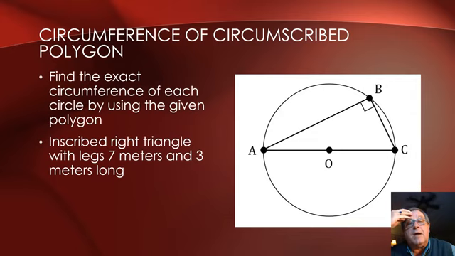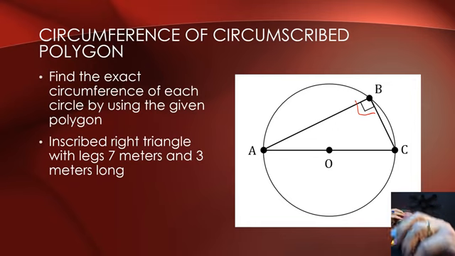Now here in this first example, it says find the exact circumference of each circle by using the given polygon, and then it says an inscribed right triangle with legs 7 meters and 3 meters long. So over here on the right, we've got this inscribed right triangle, and I can see that it's a right triangle because I have the little right angle box there. And I'm told that it's got legs 7 meters and 3 meters long.